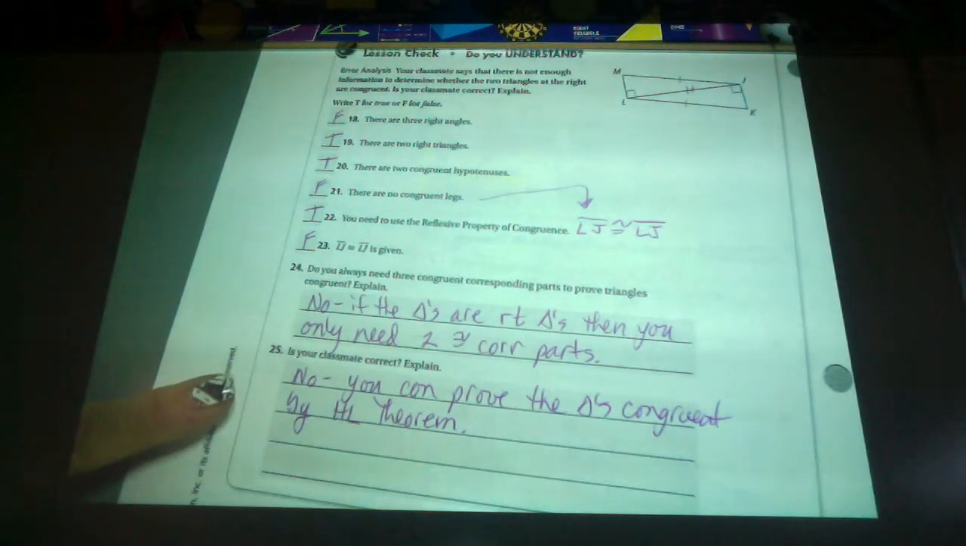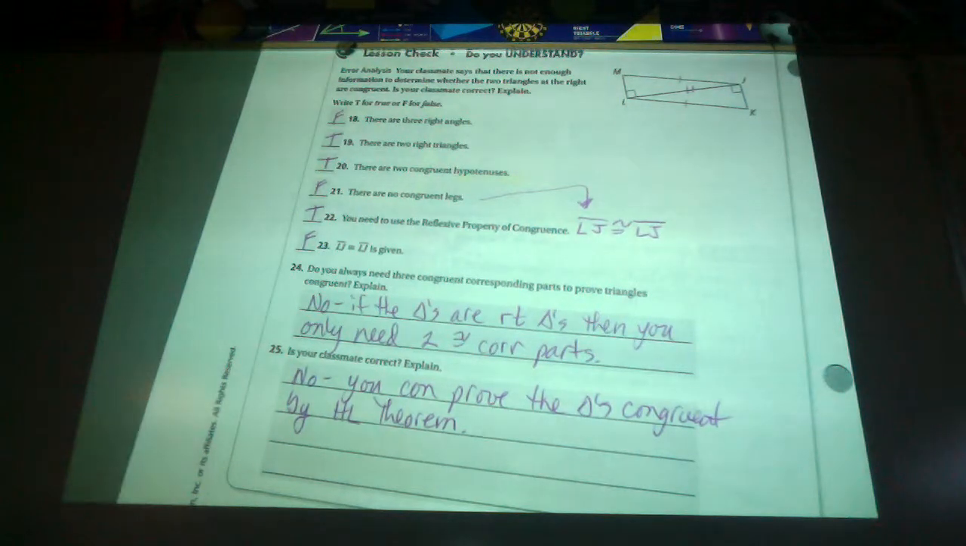Oh, Olivia. Well, you could. You mean for 25, to answer 25? Yes, you could say that. But using SAS tends to be longer than using HL, depending upon how you write the proof. This particular one you could prove with SAS. But we're going to shorten up our proofs, hopefully, by using HL. Just another means to shortening up something that could be long.